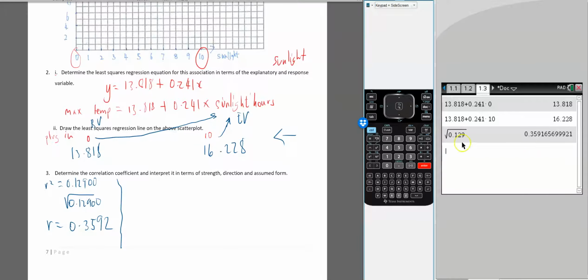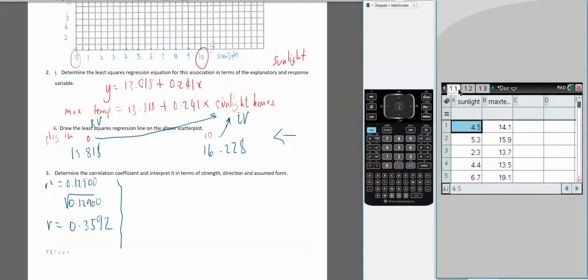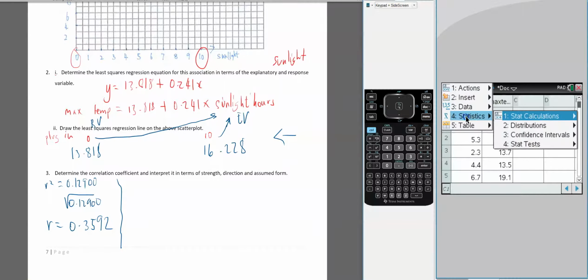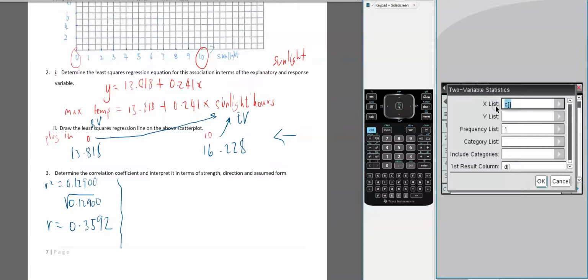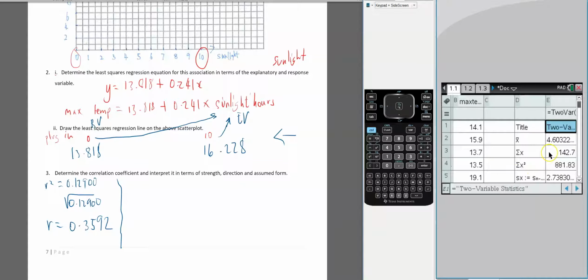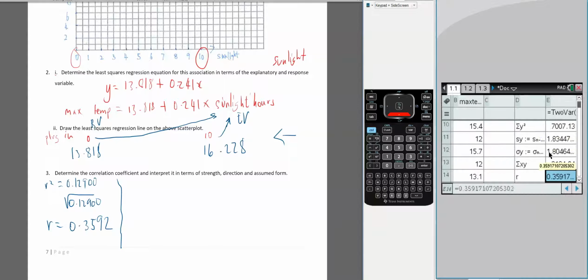Okay, the other way you could do this is by going onto your data sheet, which is here. After you go onto your data sheet, you could go menu, statistics, stat calculations, 2 variable statistics. Your X list is sunlight, your explanatory variable, and your max temp is your response variable. And you can scroll down, and you can get your R value, which is right there, 0.35917. So you can do it that way.